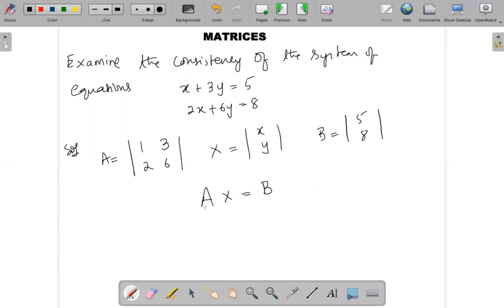Now we have to find the determinant of A. So let us do that. The determinant of A will be 6 minus 6, so this is 0. Now the determinant of A is 0, so therefore A is a singular matrix.